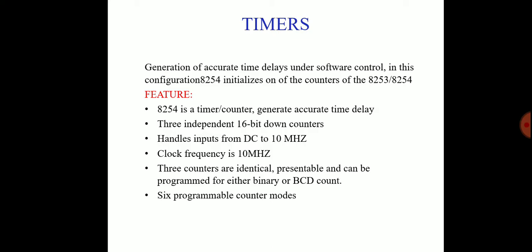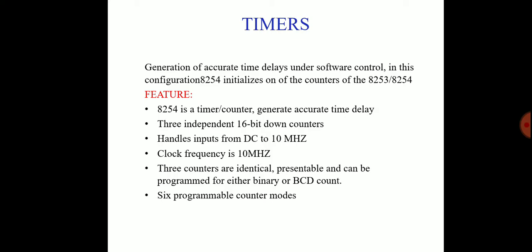Now the features of the 8254 timer: it is a timer or counter. It generates accurate time delay. It has 3 independent 16-bit down counters. It handles input from DC to 10 MHz, and then the clock frequency is 10 MHz. The three counters are identical, presettable, and can be programmed for either binary or binary coded decimal count. It has 6 programmable counter modes.